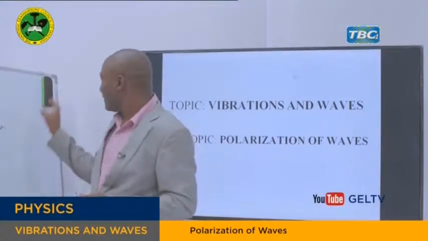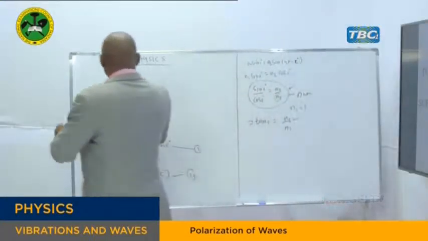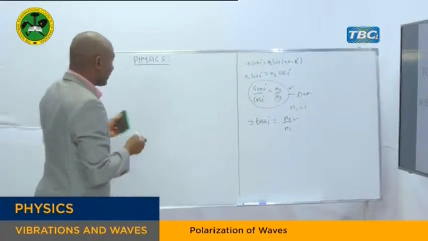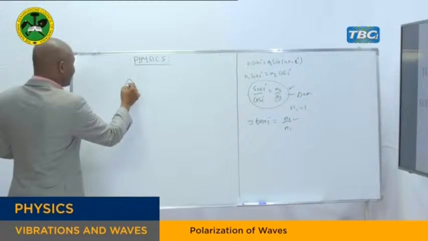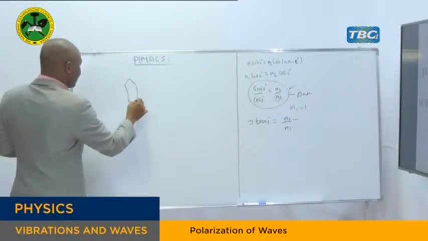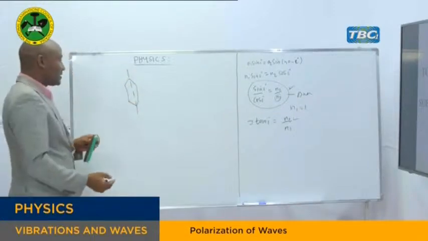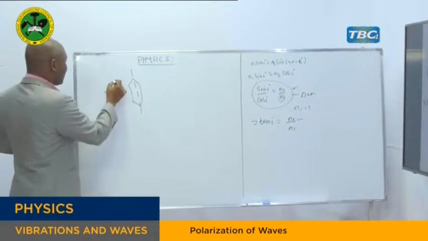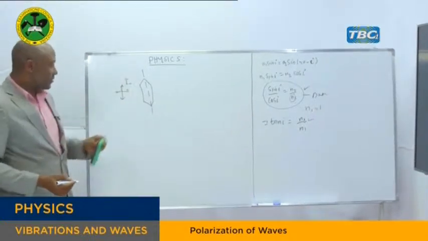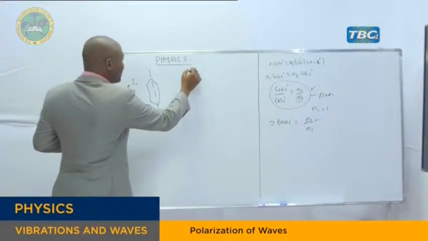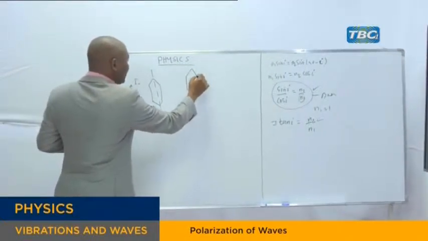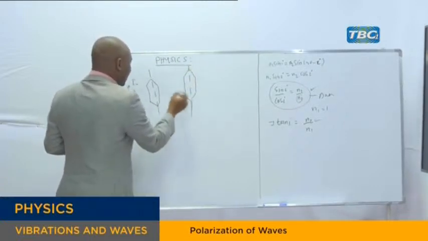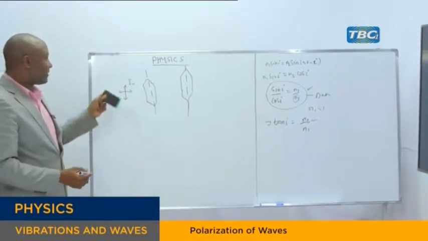Not only that, but we saw that when we're using polaroids, we had this first polaroid here, and this is the axis of transmission. And this is our unpolarized light, whose intensity is known. It's allowed to pass here so that it goes to the second polaroid, whose axis is parallel. And we saw, what is the effect?